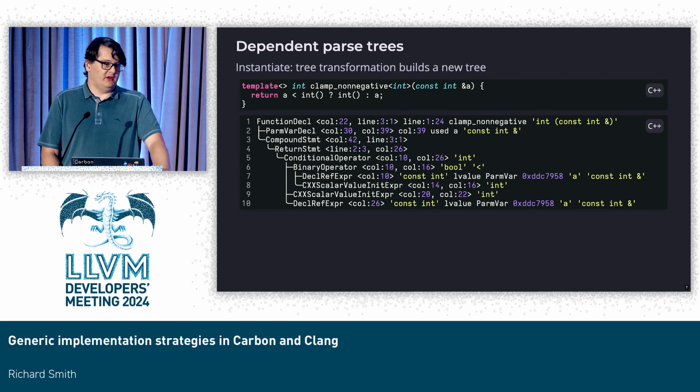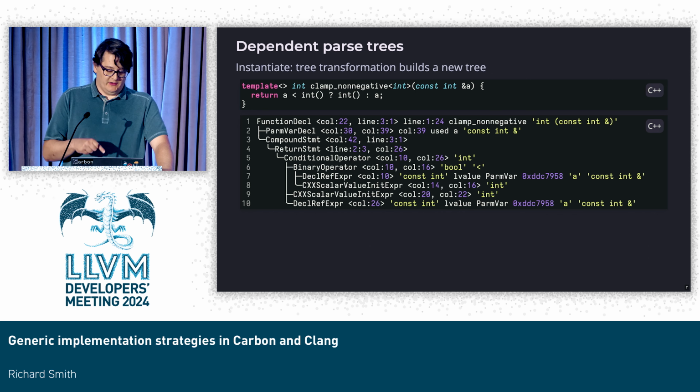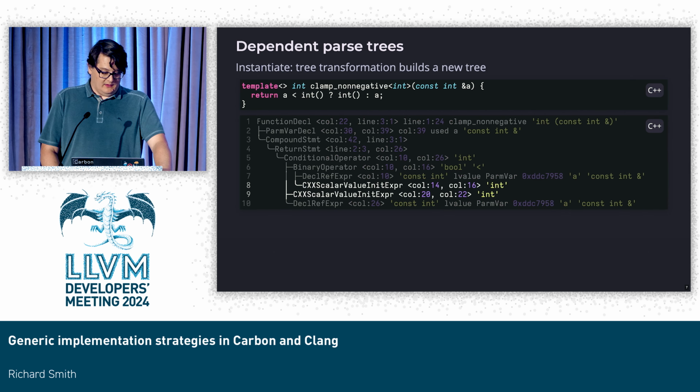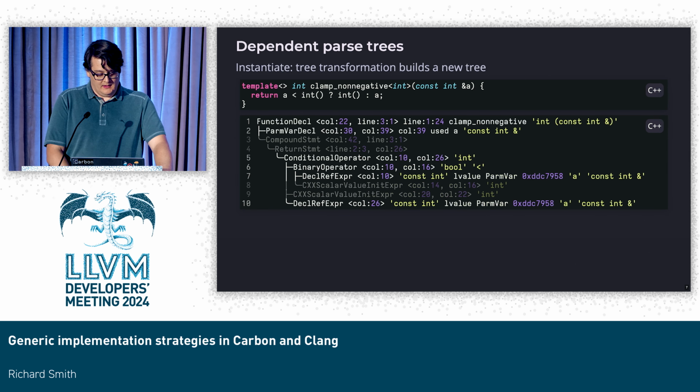And then when we come to instantiate, we build a new tree, starting from the original tree and building a new node for each original node, performing a substitution as we go. So all of the t's have become ints here. And the construct expr is now a scalar value initialization expression, which in C++ means we're going to form a 0 value of this type. The nodes that had dependent types now have specific concrete types.